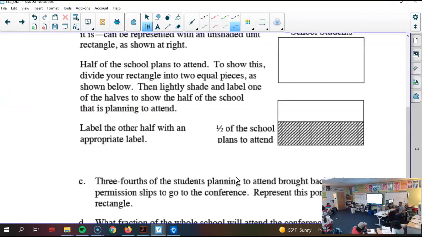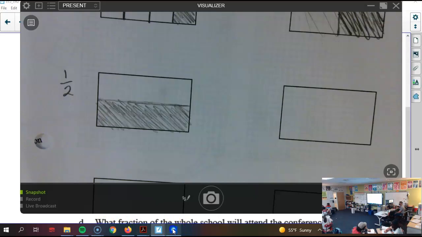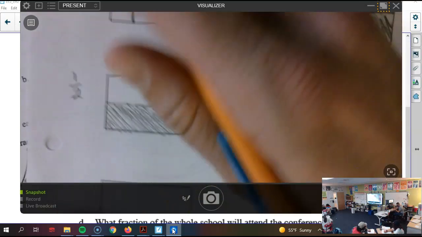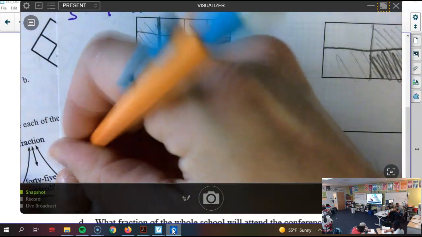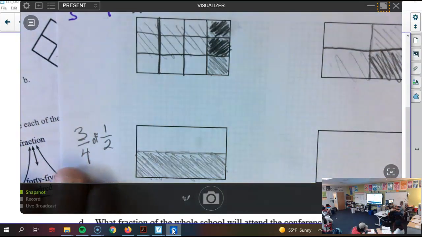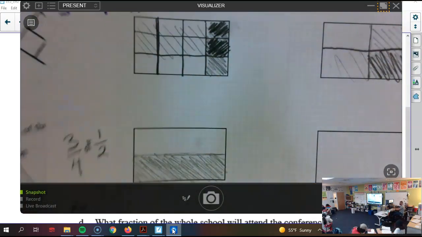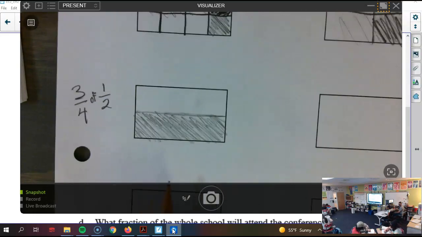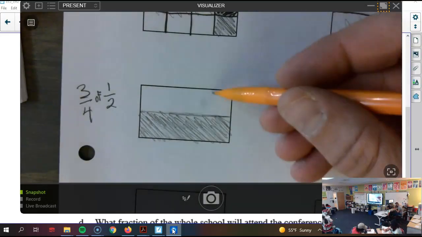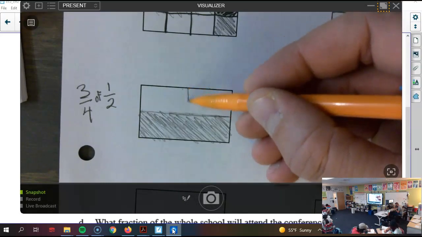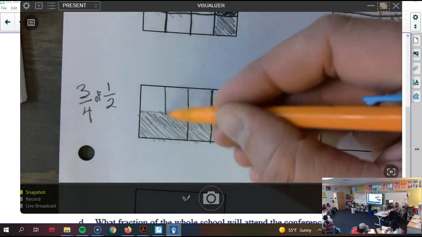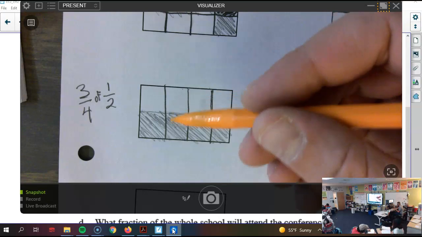But of the half going on the trip, 3/4 of them brought their permission slip. So what am I going to do now to my rectangle? We're going to cut it into fourths, but the other direction, right? Ba-boom. How many of these would be shaded?